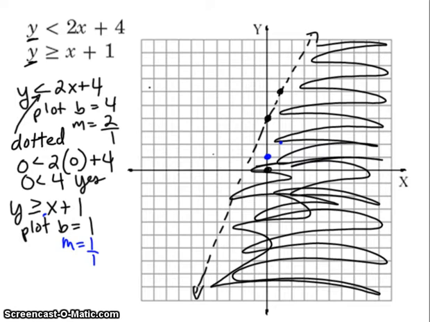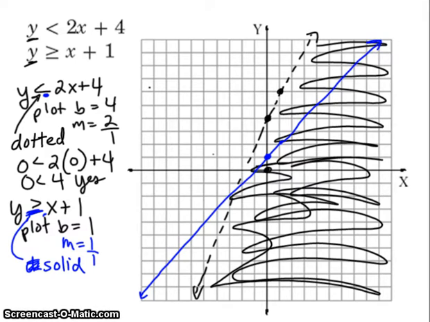Now, this might be one where we have to draw a solid line. What kind of a line are we going to draw? We have greater than or equal to, so it's going to be a solid line. If it's or equal to, it's a solid. This little line right here will tell us whether we draw a solid or dotted. If it's there, we draw a solid. If it's not, then we draw a dotted. And there's our line for y equals x plus 1.